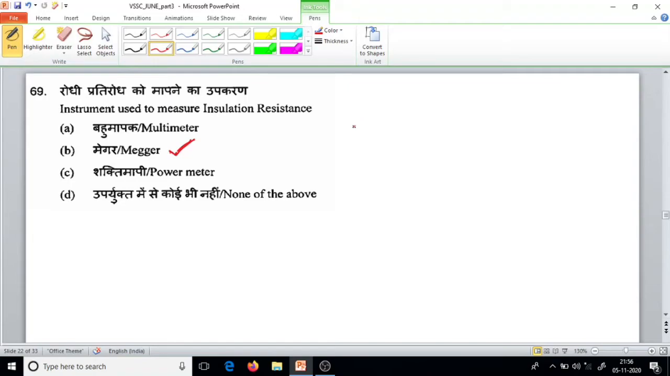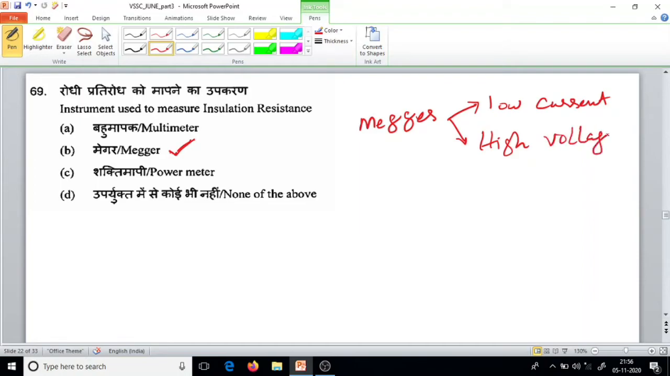This Megger, whatever instrument we use to measure high resistance, will have the property of low current and high voltage. That means the low current high voltage combination is used to test the insulation resistance.